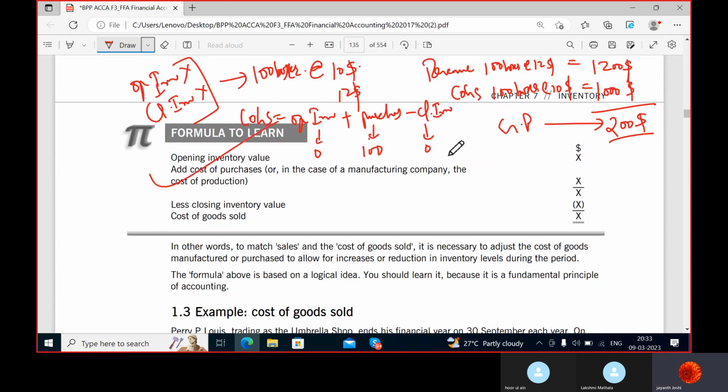So this is the formula they have given here, and we already have discussed this. Opening inventory, purchases, cost of purchases. A trading concern is nothing but a business which buys inventory for the purpose of selling. But there are some manufacturing companies. For them as well there is cost of purchase, but we will not write cost of purchase for them. We will use the term cost of production. Understood? Yes or no?